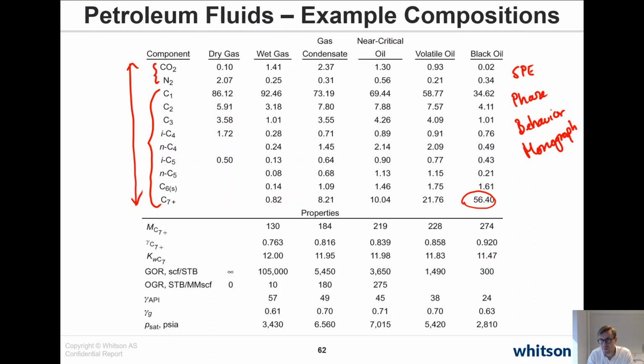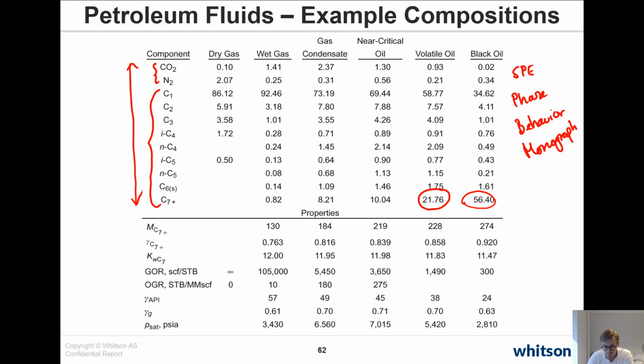So if we remember back to the slides, we said that a black oil typically has a C7 plus content that's higher than 25%. This is the case here, and when we go below 25%, as is the case for a volatile oil, we typically step that into the volatile oil range.